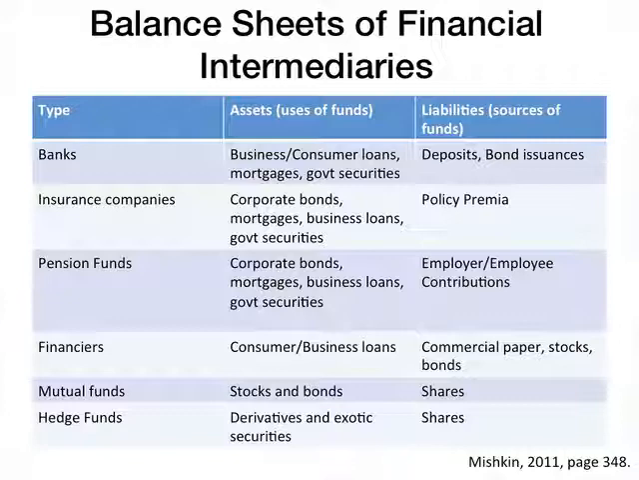Okay? So you can see their assets, the assets of a bank, regular stuff. Business, consumer loans, whatever. Their liabilities, deposits and bonds. Insurance companies, their assets are their bonds, mortgages, business loans and securities. And their liabilities are the premiums that you guys pay in and the payouts they make to you. Pension funds hold essentially the same as insurance funds, but their liabilities are employer and employee contributions.